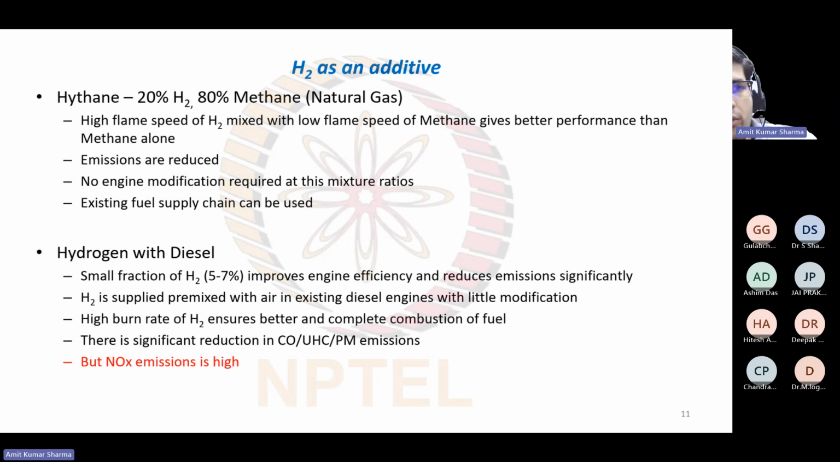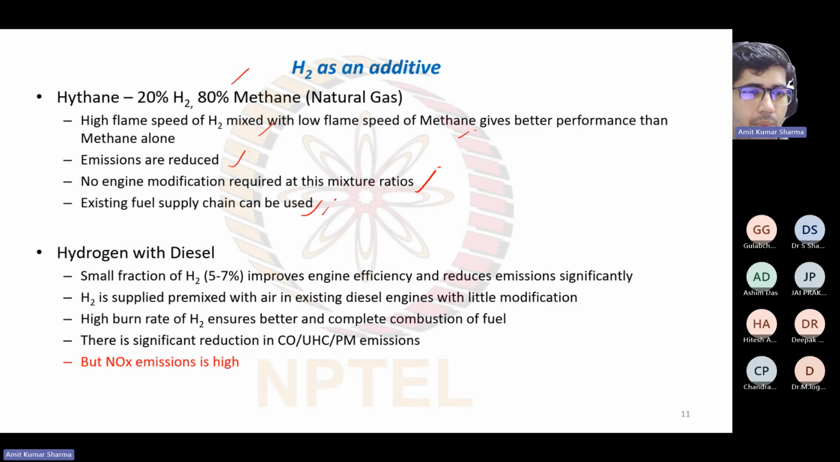So hydrogen is also used as an additive. We can use hythane, 20% H2 and 80% methane, or in natural gas. It gives the high flame speed of H2 mixed with the low flame speed of methane, giving better performance than methane alone. Emissions are reduced, no engine modification is required at this mixture ratio, and the existing fuel supply chain can be used.